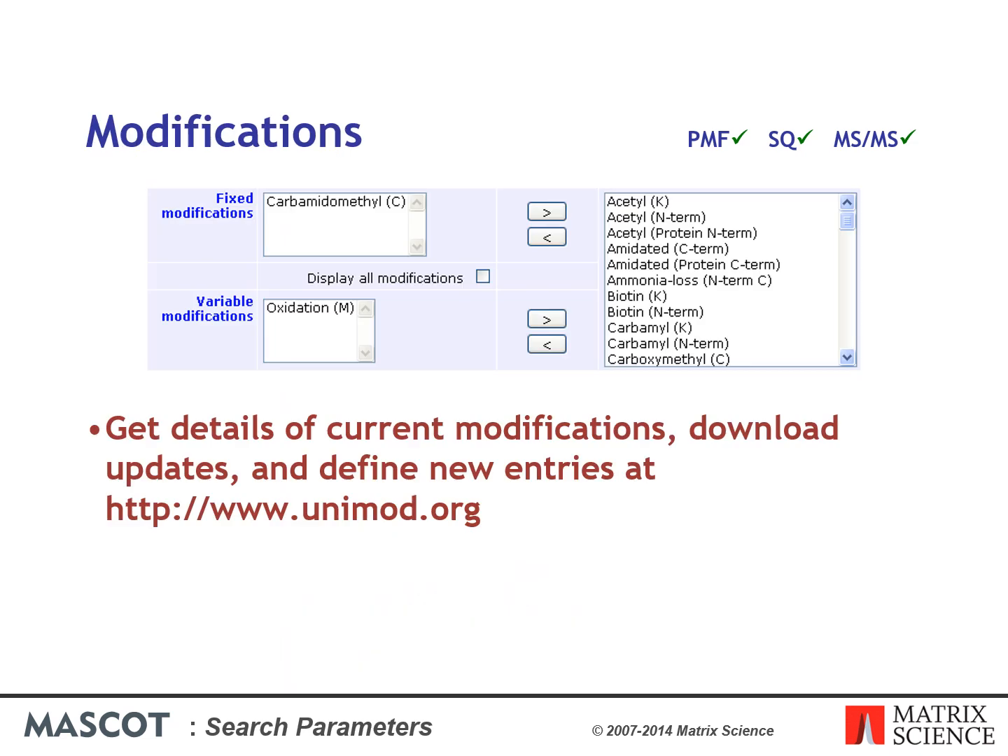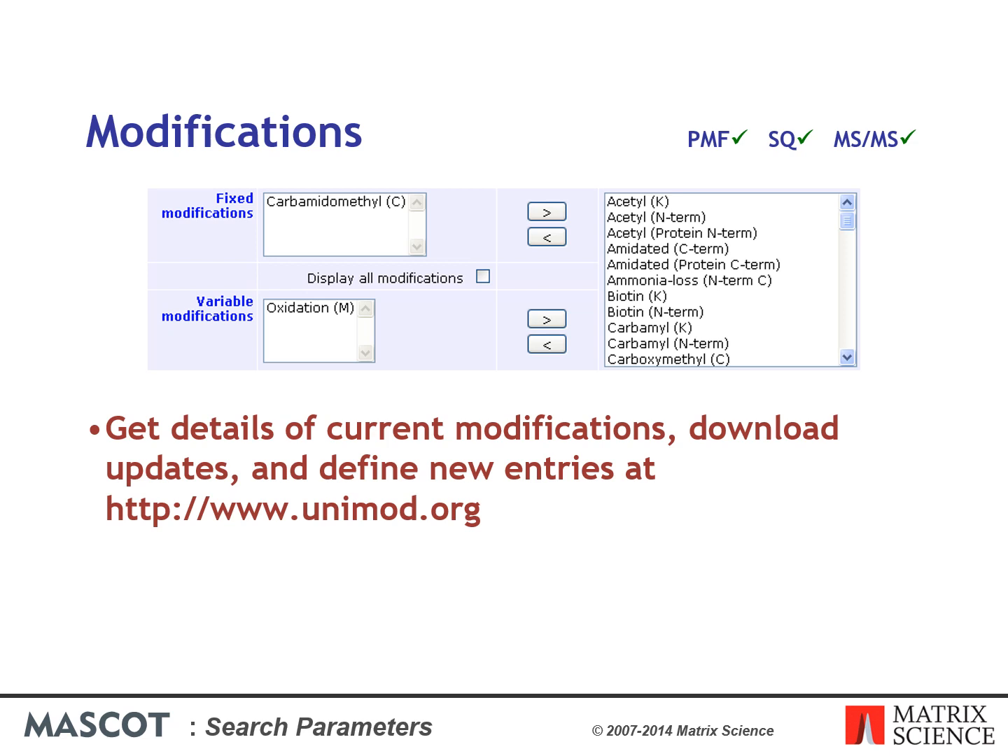This screenshot shows how modifications are displayed in the search form in Mascot 2.3 and later. If you're using an earlier version, there are just two list boxes, one for fixed modifications and one for variable. In the current arrangement, you move modifications from the single list on the right to and from the lists on the left. This makes it easier to see at a glance what has been selected for the search.